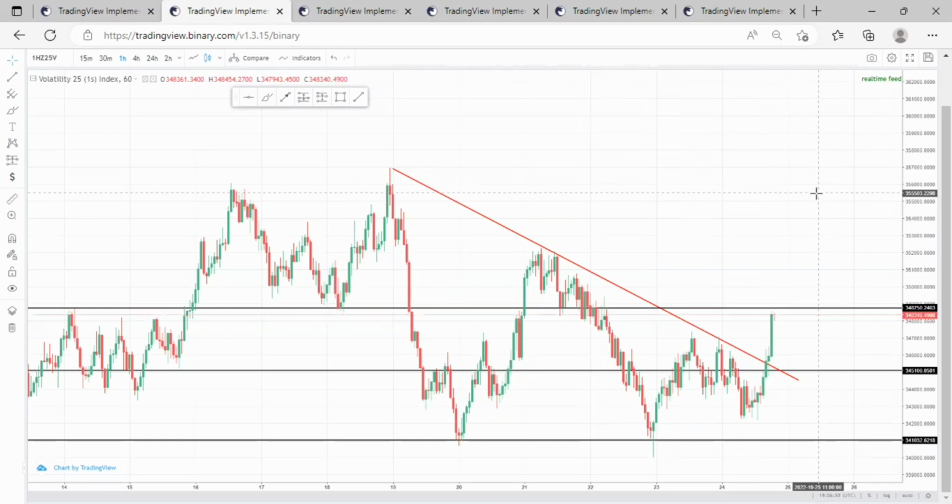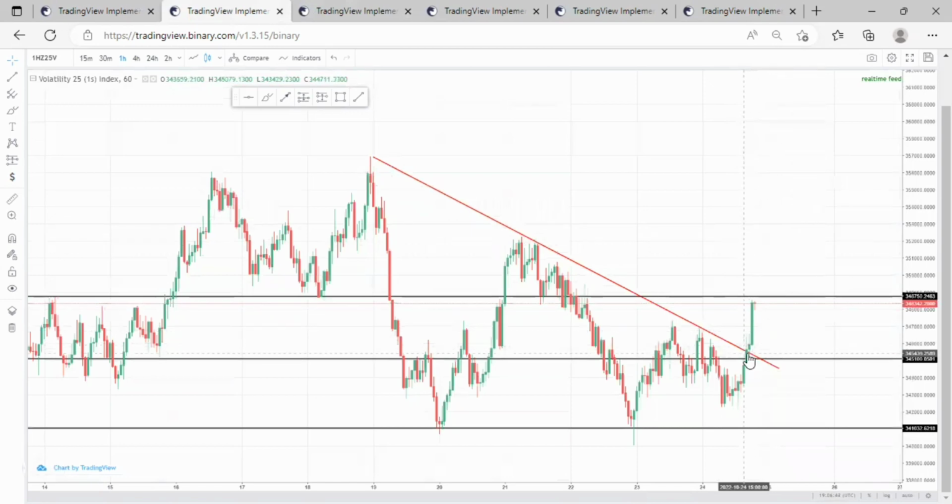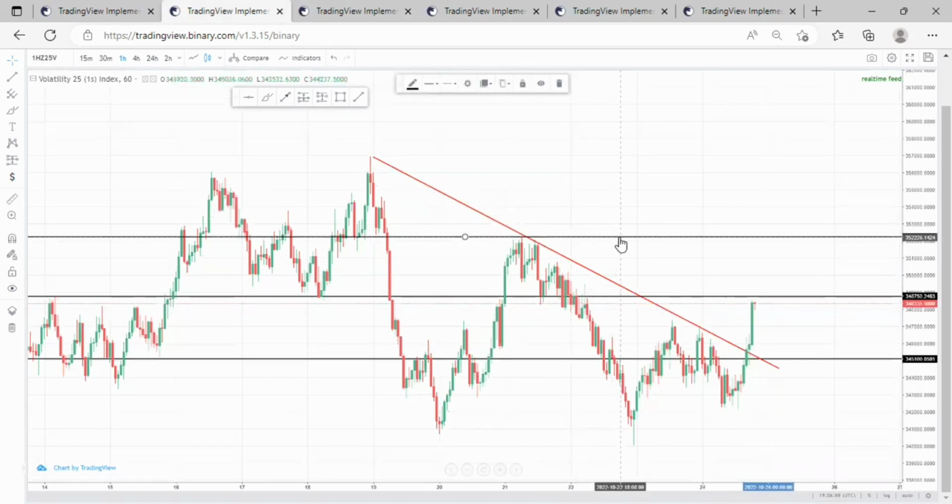Okay, so VIX25, yeah, we missed this setup. I'm still expecting price to push above this resistance level tomorrow. We missed this entry today. I placed this line. I was waiting for price to go above this red line, this trend line, and probably retest the trend line for us to make an entry.